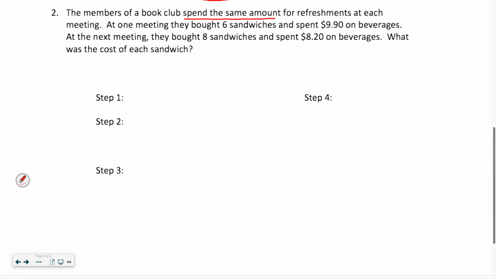At one meeting, they bought 6 sandwiches and spent $9.90 on beverages. And then at the next meeting, they bought 8 sandwiches and spent $8.20 on beverages. So they have the same kind of budget. They're spending the same amount for the stuff that they're buying for their refreshments, their drinks, and their snacks. And we want to know what was the cost of each sandwich.